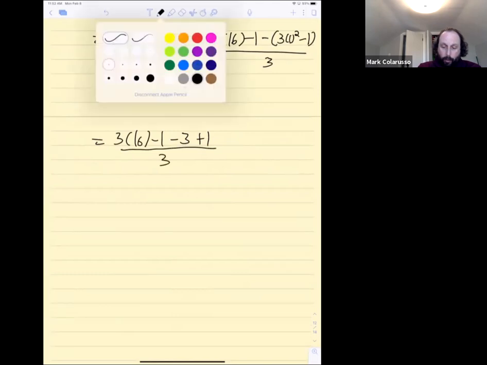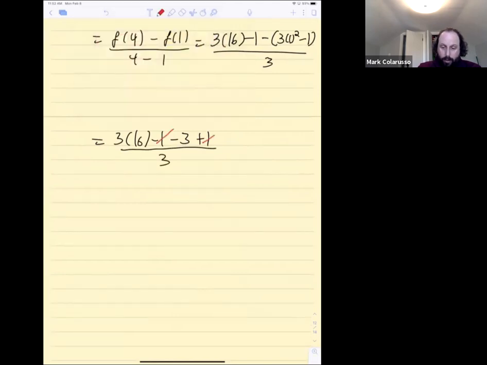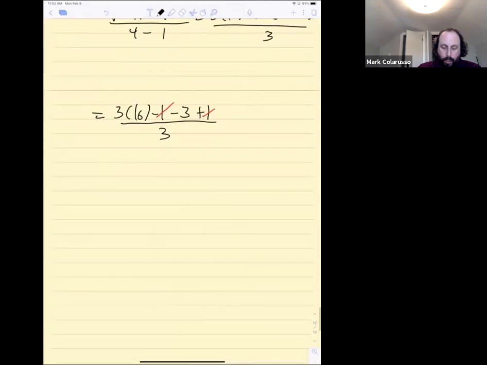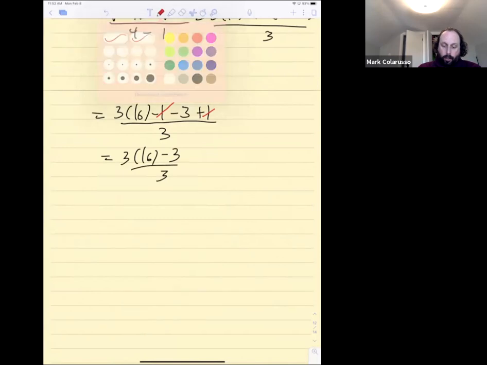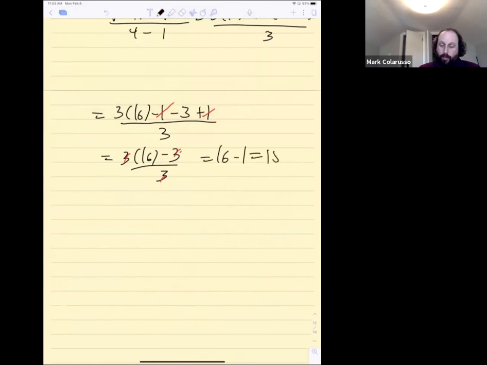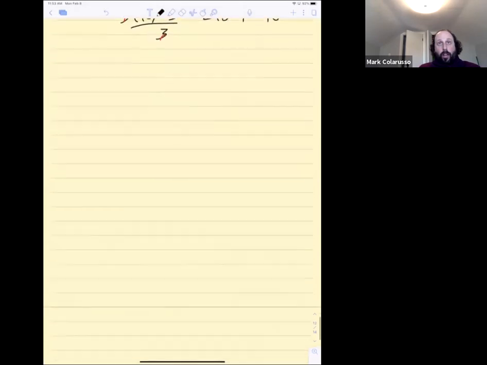Otherwise you'll get some answer that'll be messed up. All right, so we see that the 1s cancel, and we're left with 3 times 16 minus 3 over 3. Notice that you could figure out what 3 times 16 is and subtract 3, but you can also divide the numerator by 3, right? And so you get just 16 minus 1. That's the slick way, so it's 15. So the average rate of change over that interval is 15.